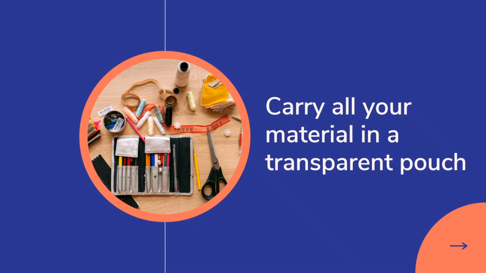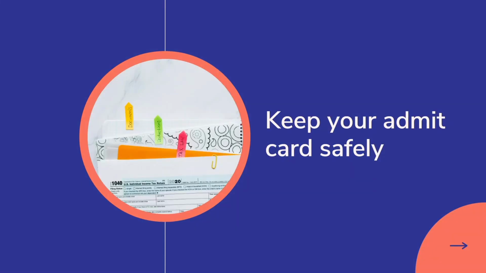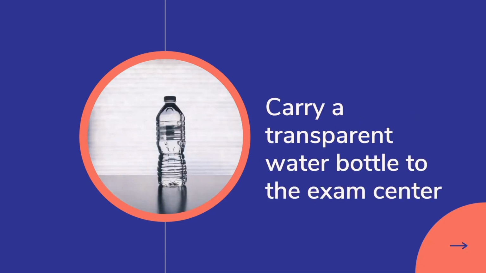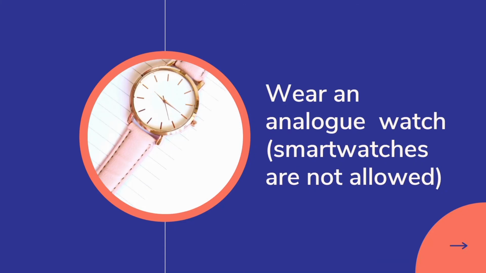Coming back to the video, now let's talk about the things to carry in the examination hall. All the materials that I listed previously, you need to carry them in a transparent pouch. Also keep the admit card safely. Carry a transparent water bottle to the examination center. Wear analog watches only, because smartwatches are strictly not allowed. Wear an analog watch because you need to keep track of time, so I would suggest you wear a watch.